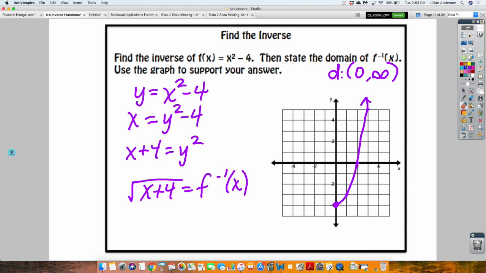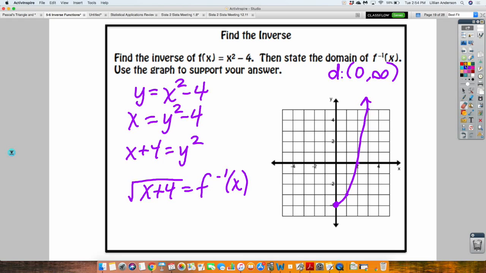Yes, you can do this the regular reflection. All right. This is actually not the domain of the inverse. I'm not done yet. I still got a graph and I still got to find the domain. That's okay.